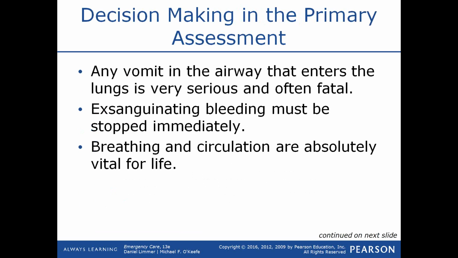Note that any vomit that's in the airway can also get into the lungs. That's called an aspiration. If a person aspirates vomit into their lungs or sucks that vomit down into their lungs because they're unable to control their airway, that little bit of vomit, even a teaspoon, could cause a pneumonitis or an inflammation, a pneumonia-like infection in the lungs that could be fatal. Exsanguinating bleeding has to be stopped immediately with a tourniquet, and then breathing and circulation are absolutely vital for life. In fact, the two most immediate threats to life are not breathing and hemorrhaging.